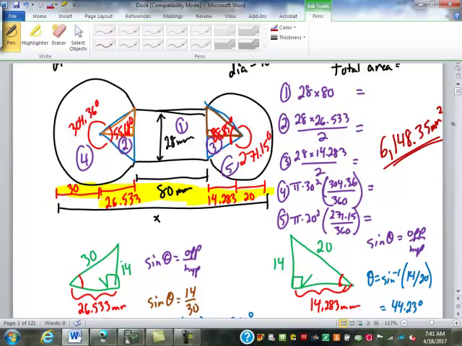If you're within like 3 or 4 millimeters squared of that, you'd be okay. What was it? 6,148.35 millimeters squared. So if you're within, let's say, 6,140 to 6,156, somewhere in there. Any questions?